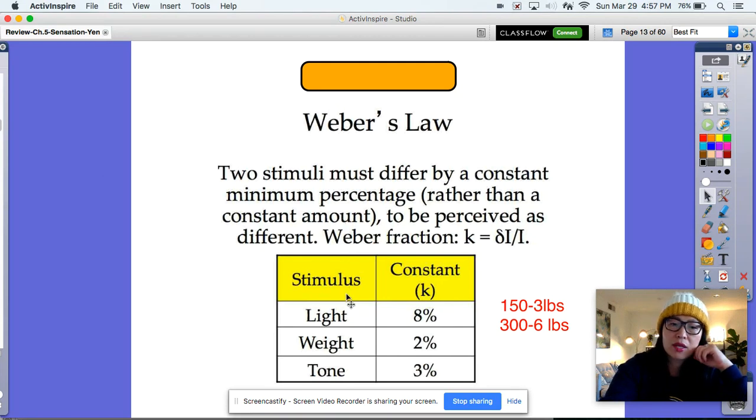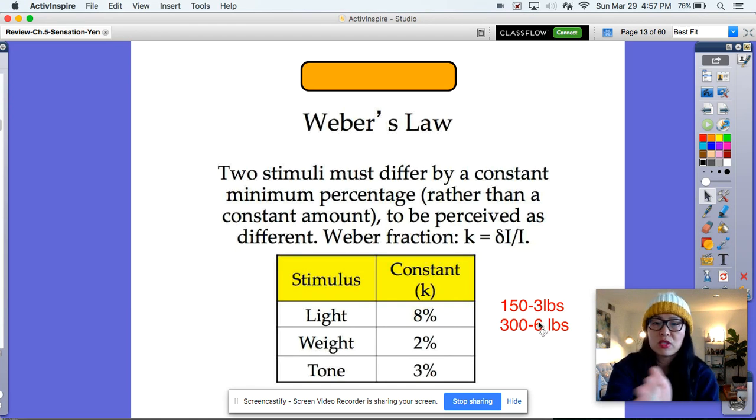So we talked about weight. According to Weber, for most of us, regardless of how much we weigh, it takes about a 2% difference in our weight for most of us to go, hey, I think I've either lost weight or gained weight. So for someone that's 150 pounds, it would take 3 pounds to notice a difference. Whereas if you're 300 pounds, it's going to take about 6 pounds, because these numbers are basically 2% of your actual weight. So that's difference threshold, or Weber's law, or just noticeable difference.